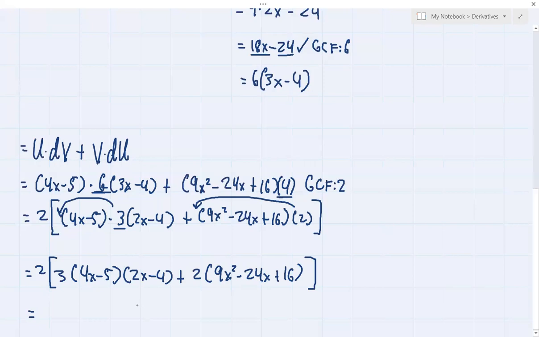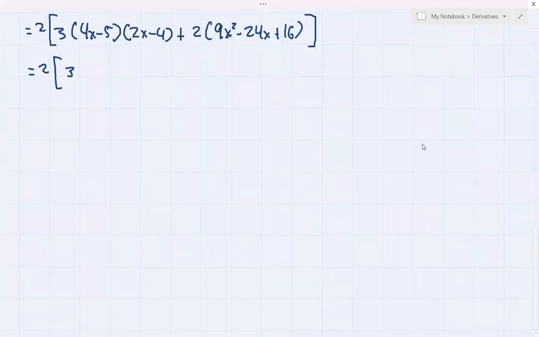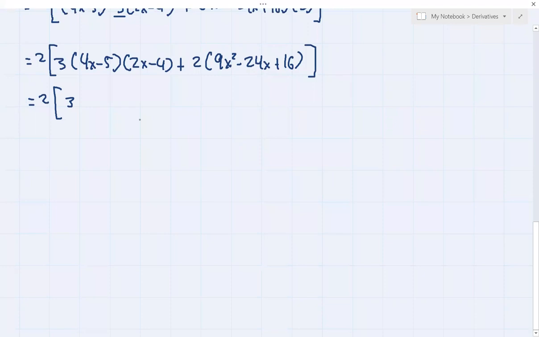Oh, wait. Before we distribute, let's expand these two binomials first. So let's expand 4x minus 5 and 2x minus 4. So we will use the FOIL method. I think I've taught this to you in a previous video, so I'm going to go straight to the point. So multiply the first terms. So 4x times 2x becomes 8x squared.